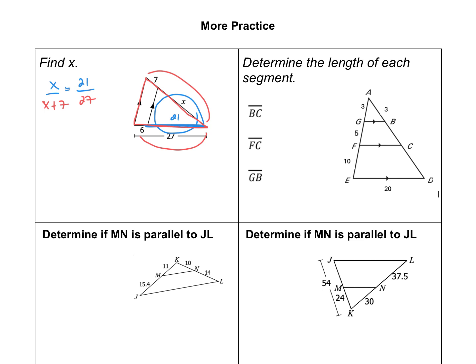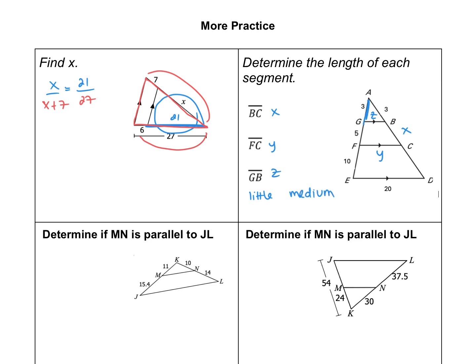Let's look at that one to the right. Determine the length of each segment. So I'm going to make some labels for these. I'm going to call BC X. FC I'm going to call Y. And GB I'm going to call Z. Okay, do we see that we have 3 different triangles going on here? Little, medium, big. Okay, so first thing that we're going to do is we are going to compare the little one to the medium sized one.